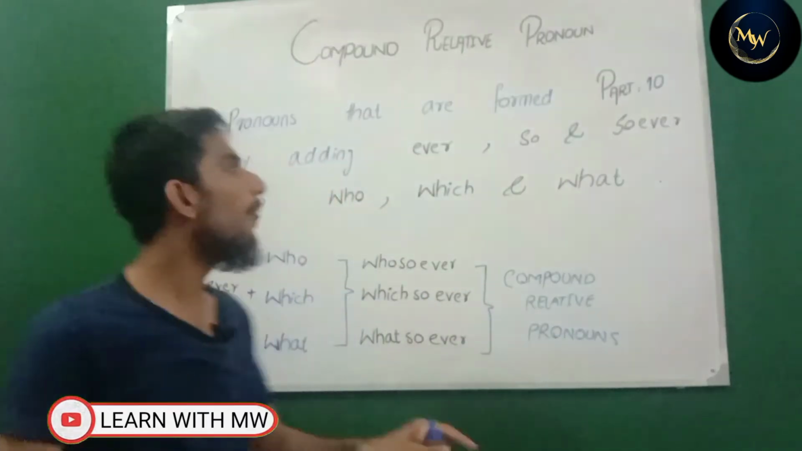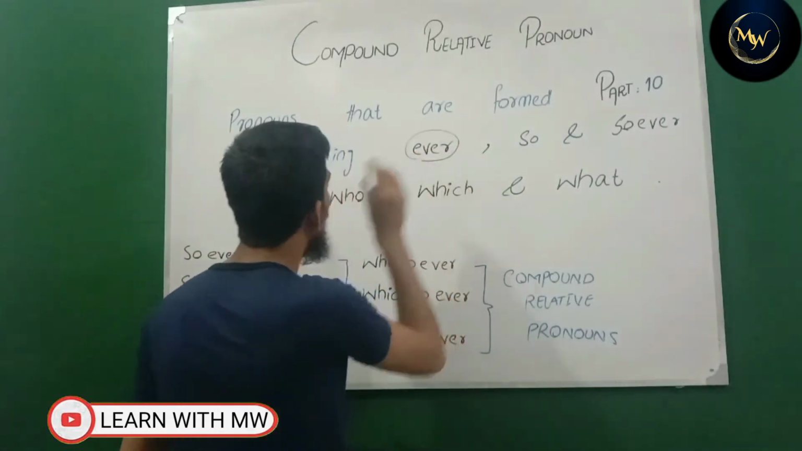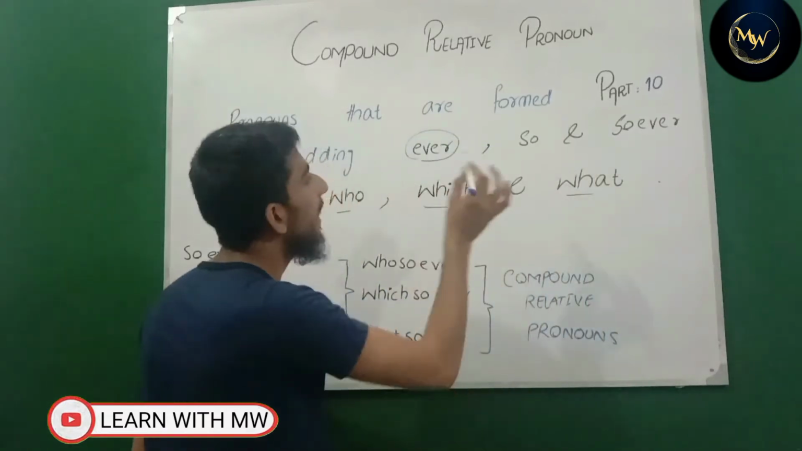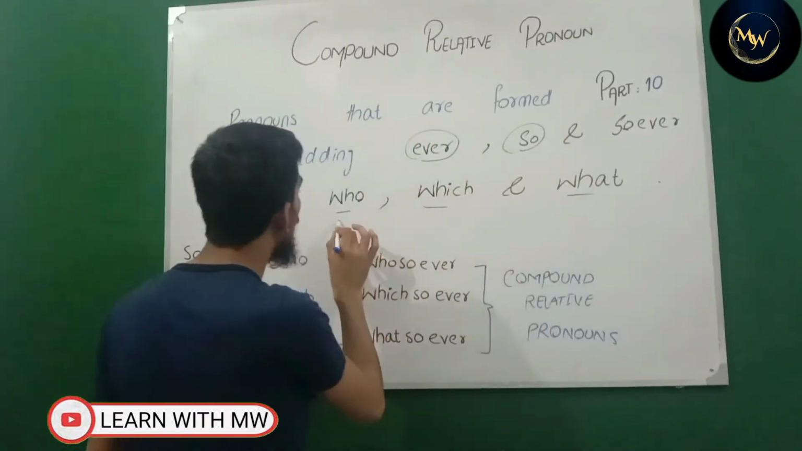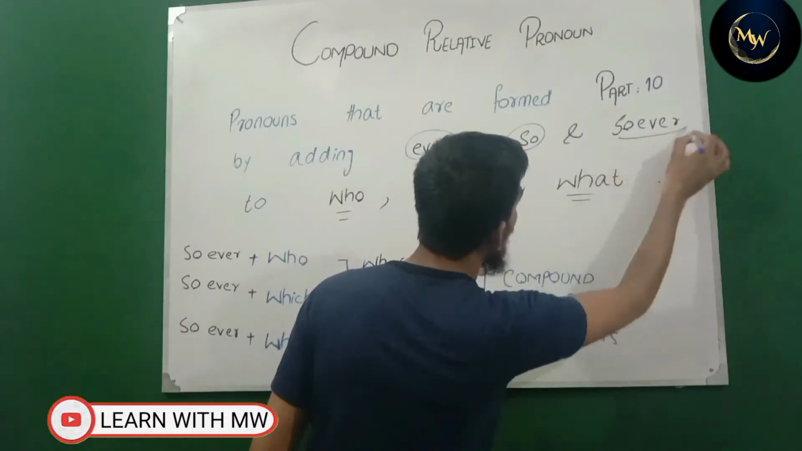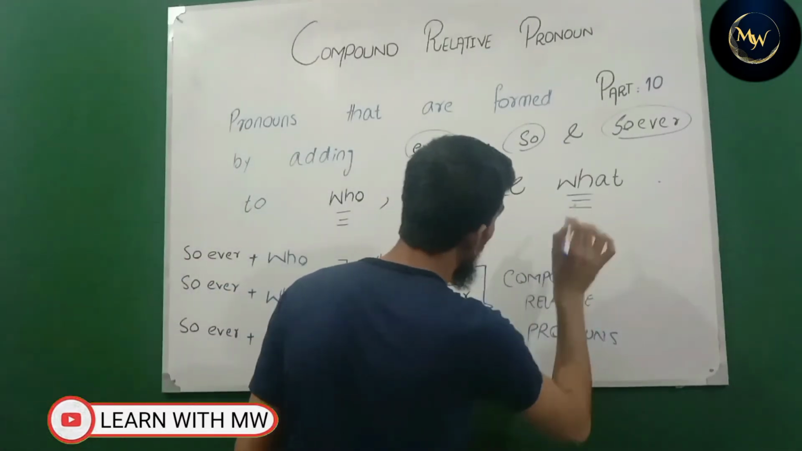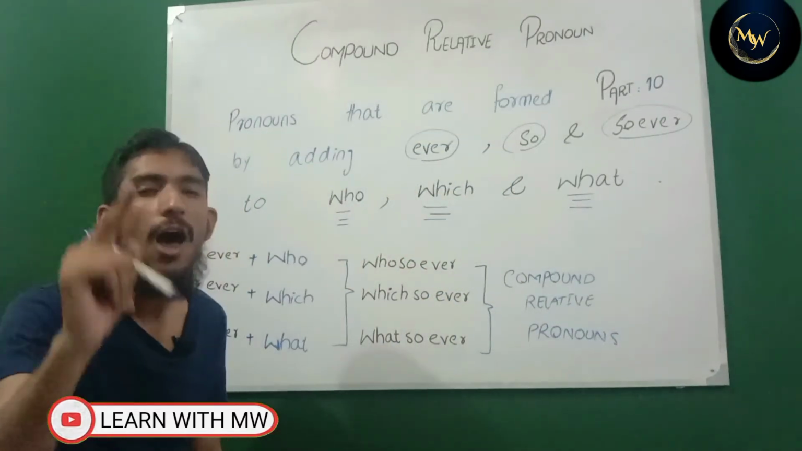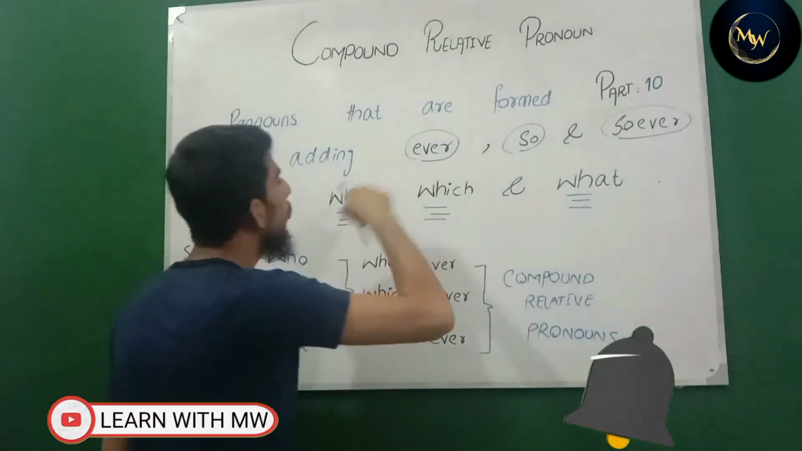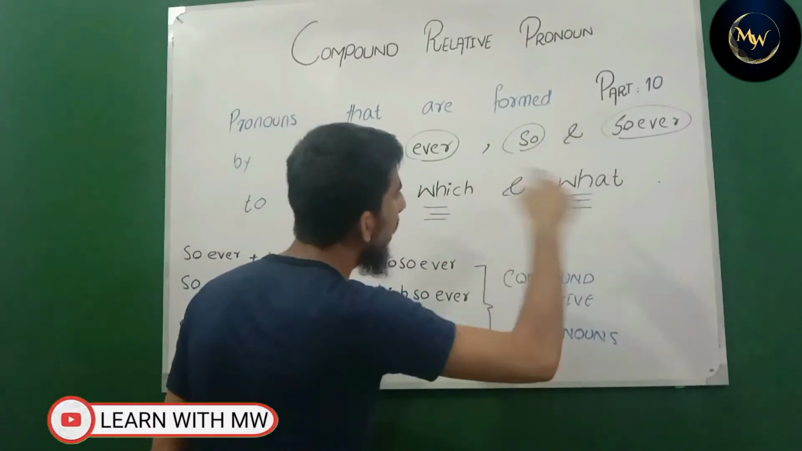The pronouns that are formed by adding the word ever to the relative pronoun who, which, and what, and by adding the word so to who, which, and what, and by adding the word soever to who, which, and what, we call compound relative pronouns: whoever, whichever, whatever, whoso, whichso, whatso, whosoever, whichsoever, and whatsoever.